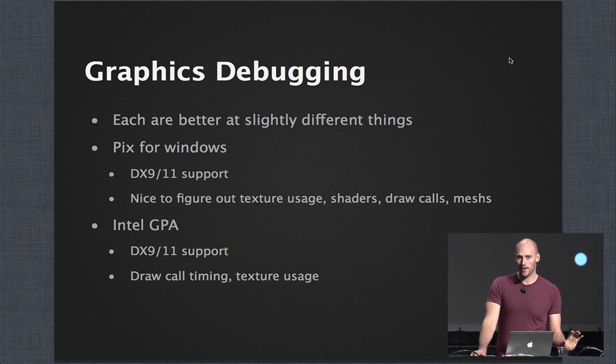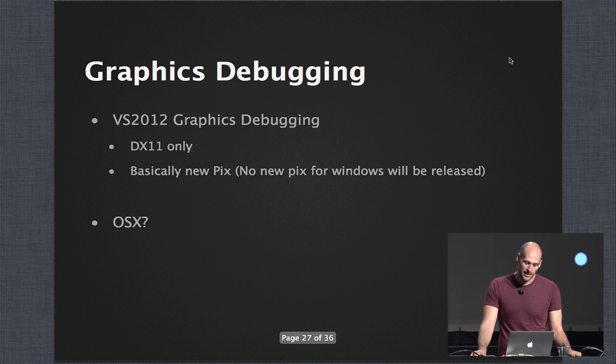Personally, I find the usability and the front end a little bit difficult to use to start with, but once you understand it, you get a lot of good information. The third one is the Visual Studio 2012 graphics debugging tool. It's DirectX 11 only, and it's essentially the new PIX. As far as I'm aware, Microsoft aren't maintaining or upgrading the old PIX, and they're shipping this as part of their developer toolchain in Visual Studio. It's actually quite nice, except it doesn't have DirectX 9 support.